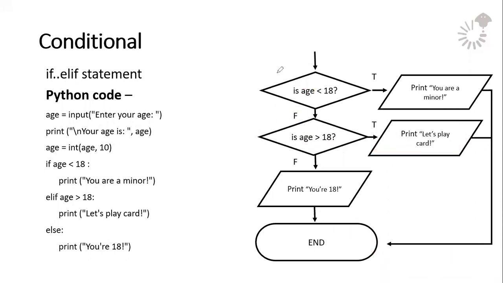What if value is 18? 18 less than 18, true or false? False. Baba. 18 greater than 18, true or false? False. Baba. Then, instruction is print you are 18. And then end. Let's try to convert this into a program.